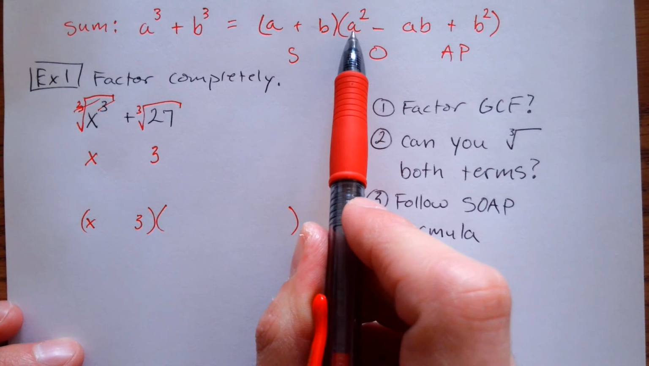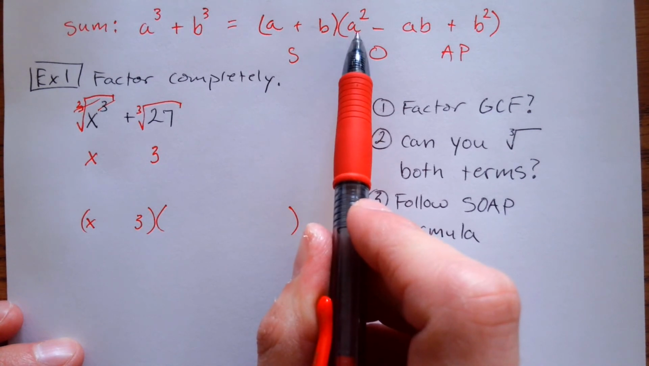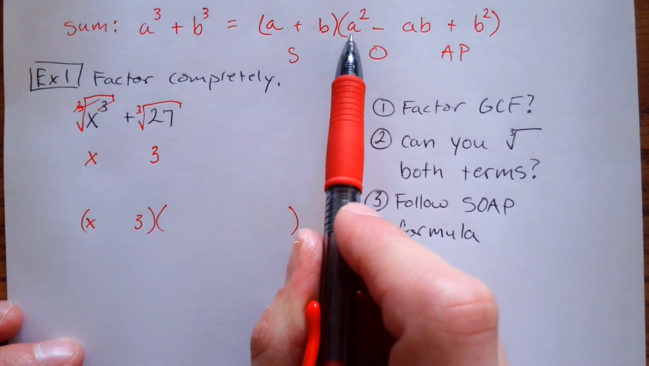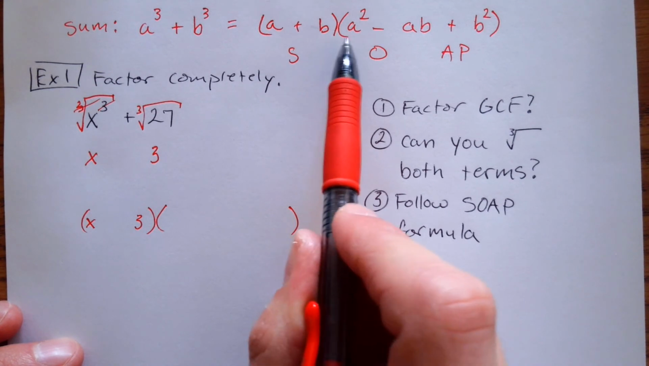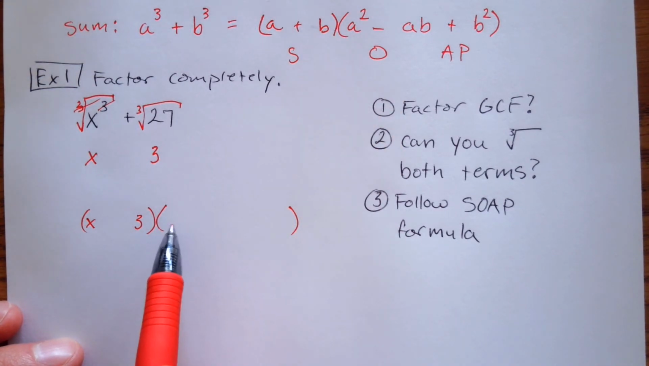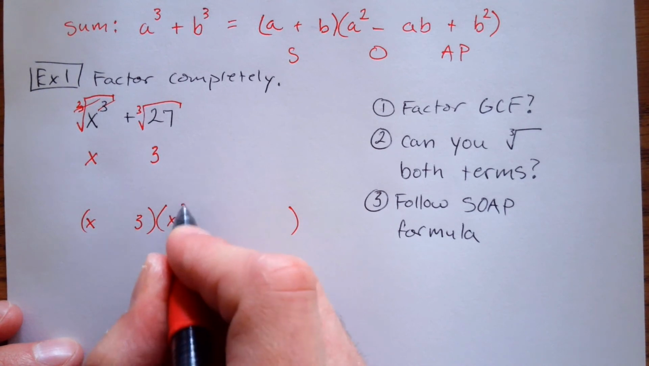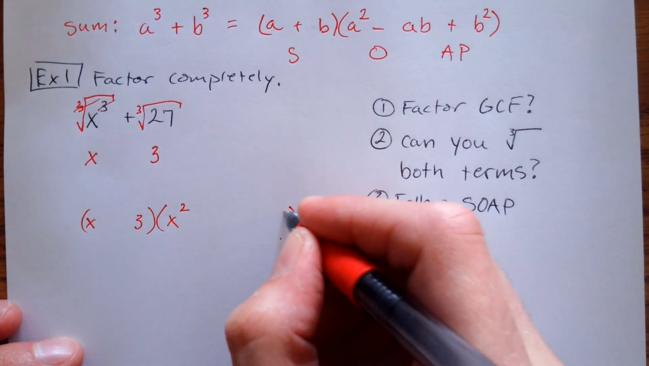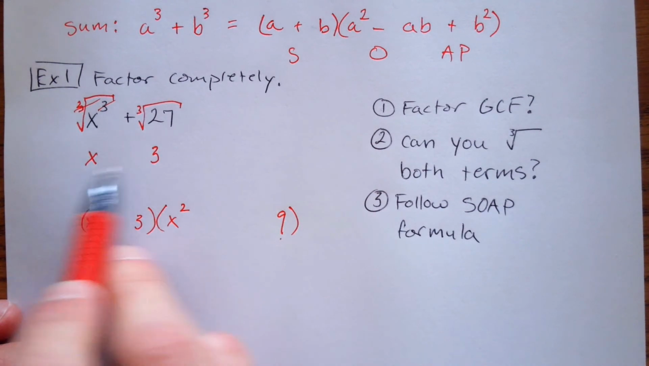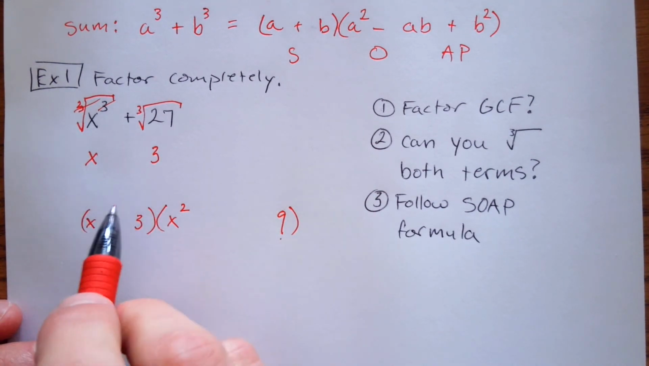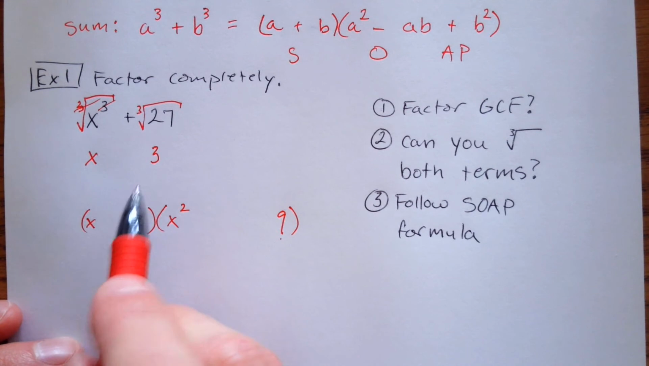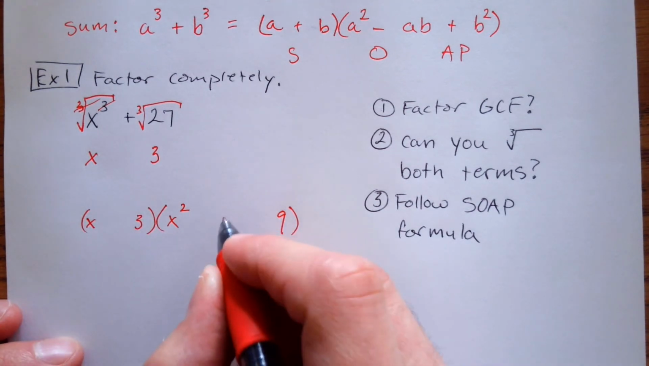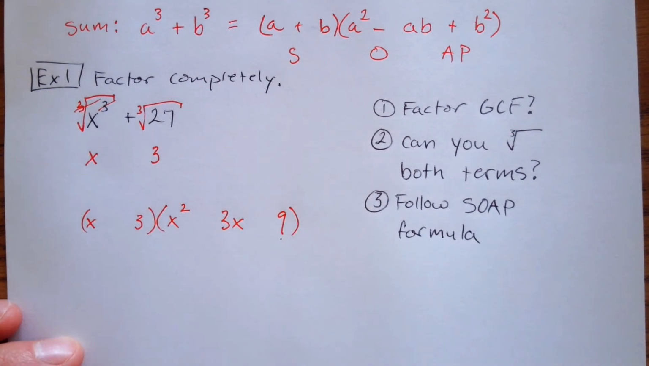And then whatever I get for A in the first spot in the large parentheses, I just square it. So what goes here? X squared. What do you think goes in the back? 3 squared, which is 9. And then you could write x times 3, but the more normal way to write it is with the coefficient in front. So we can say 3x.